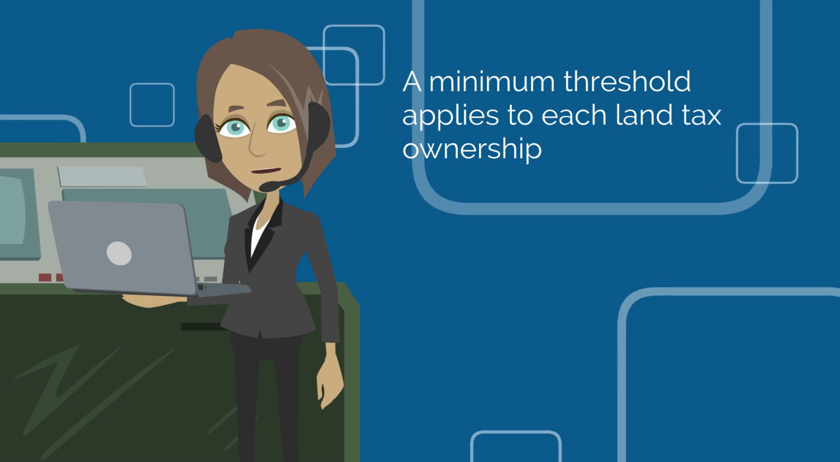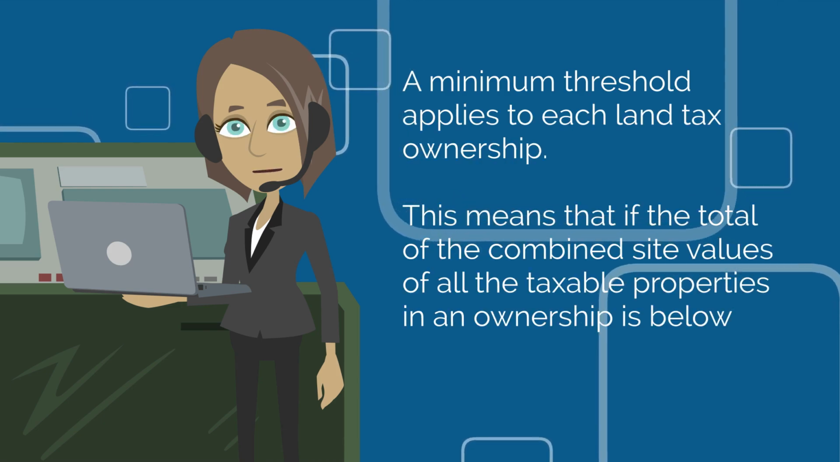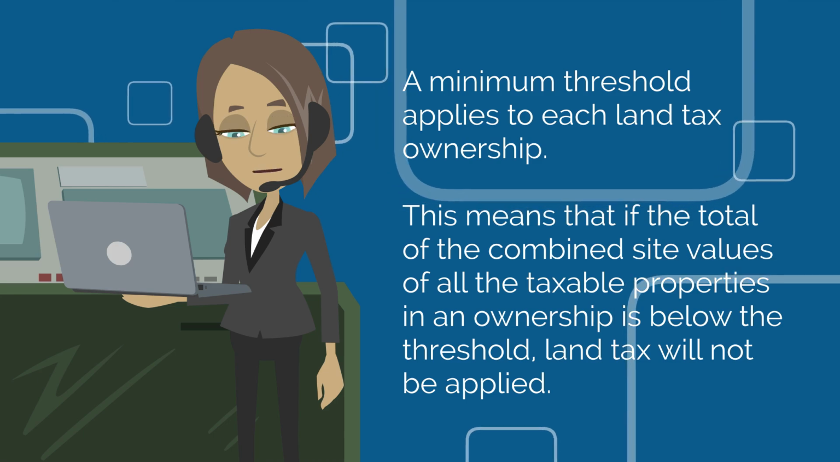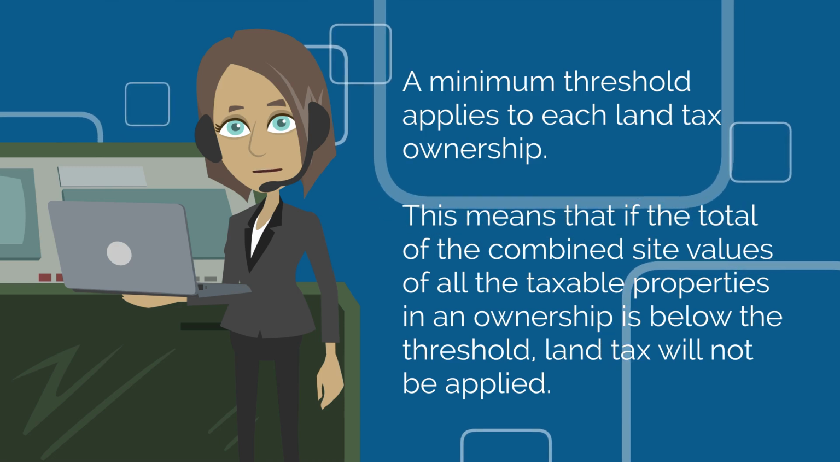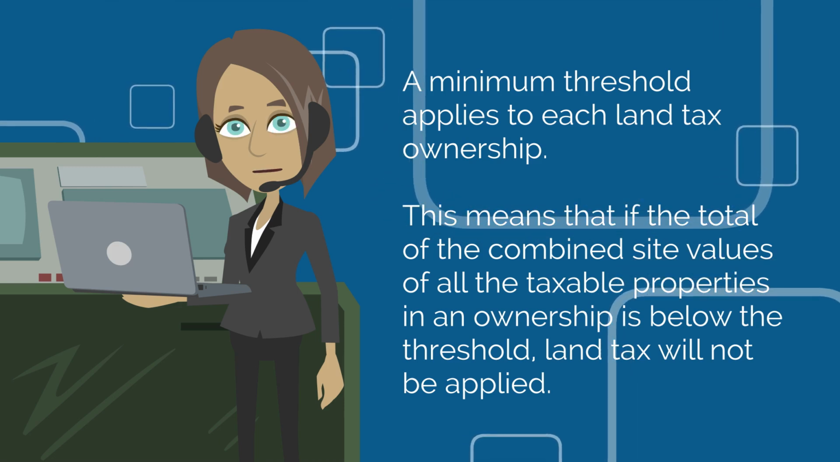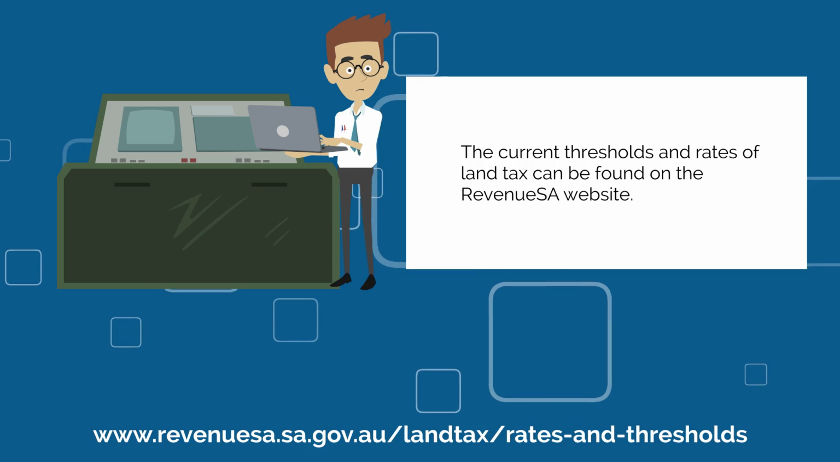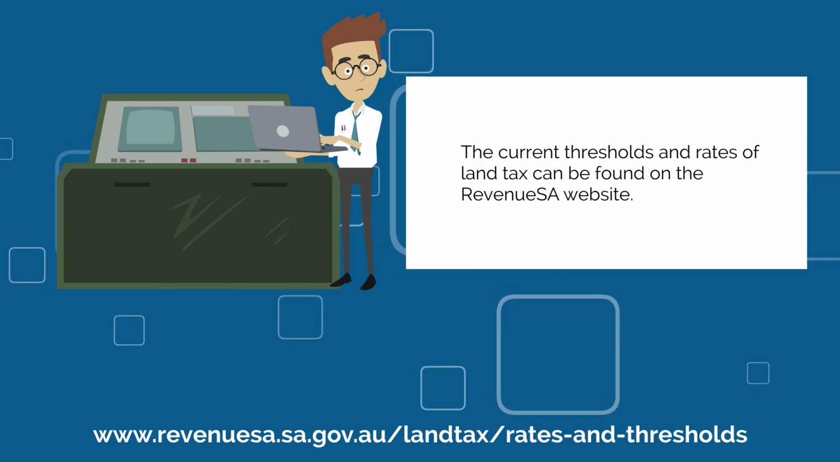A minimum threshold applies to each land tax ownership. This means that if the total of the combined site values of all the taxable properties in an ownership is below the threshold, land tax will not be applied. The current thresholds and rates of land tax can be found on the RevenueSA website.